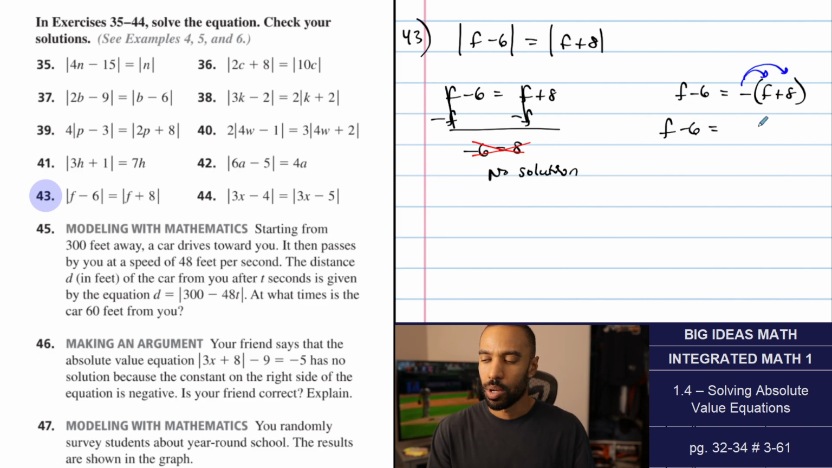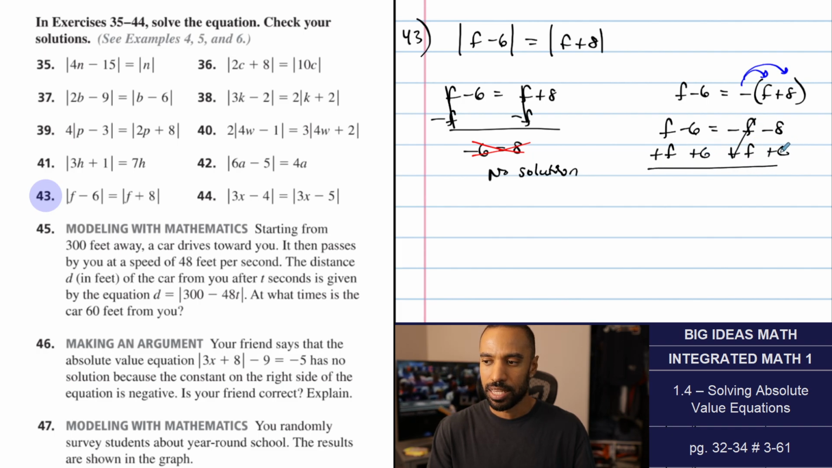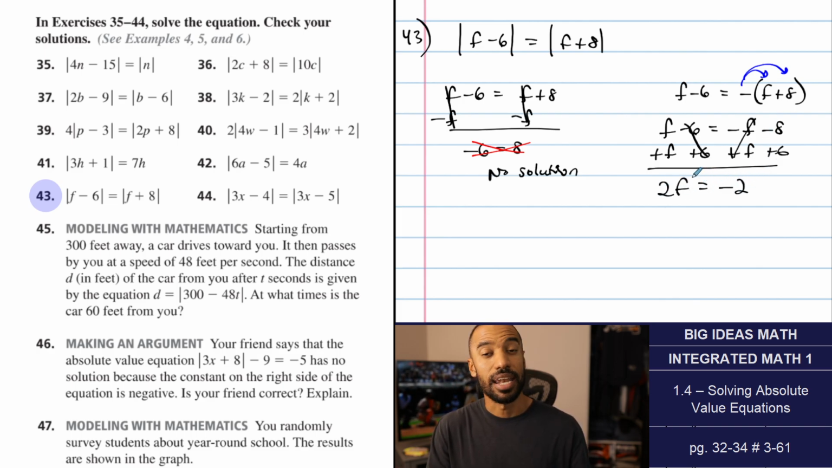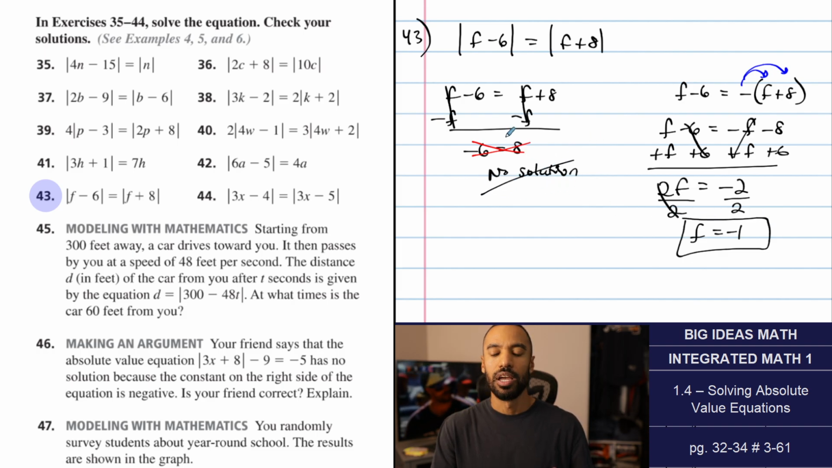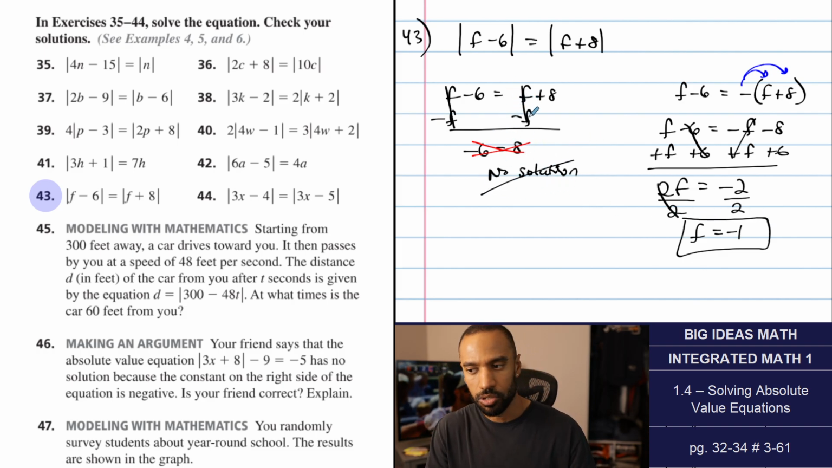So we distribute the negative, and things work out a little better because if I add f to both sides, then here I get 2f. 1f plus 1f is 2f. -8 plus 6 is -2. Okay, now there's a solution to be had. My f's did not cancel out here. Divide both sides by 2, I get f equals -1. So the no solution case is not the answer, but that's the portion of just with that part there's no solution.